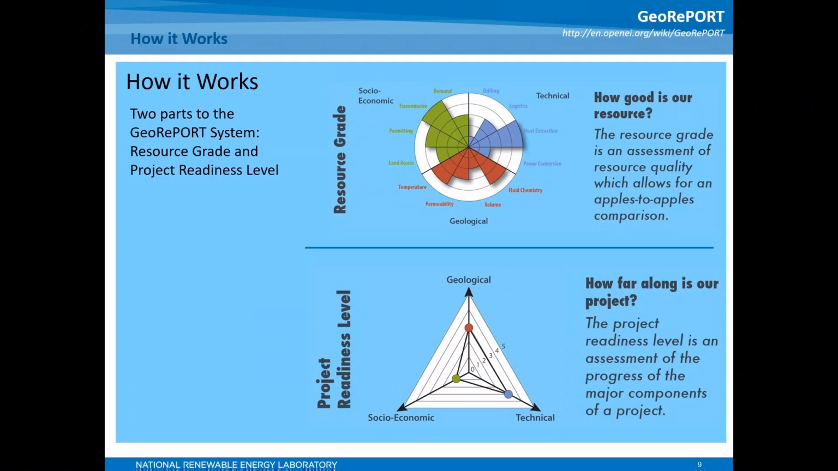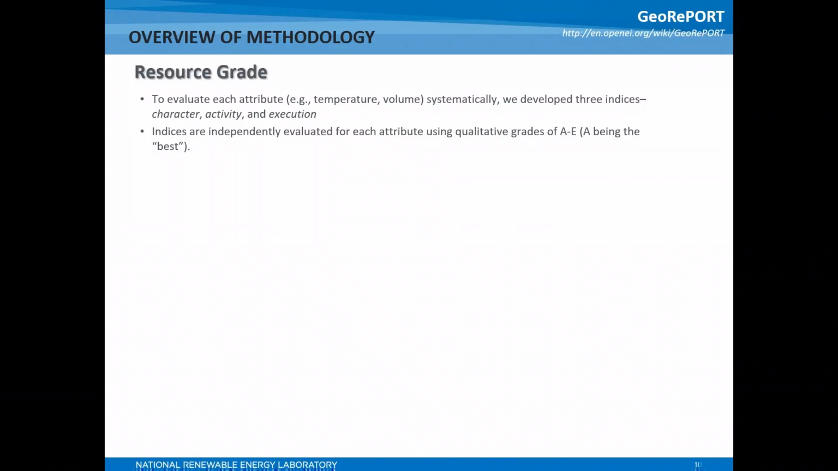progress axis by successfully drilling wells and or conducting successful long-term flow tests of reservoirs. Progress along the socioeconomic axis demonstrates permits and PPAs have been secured.